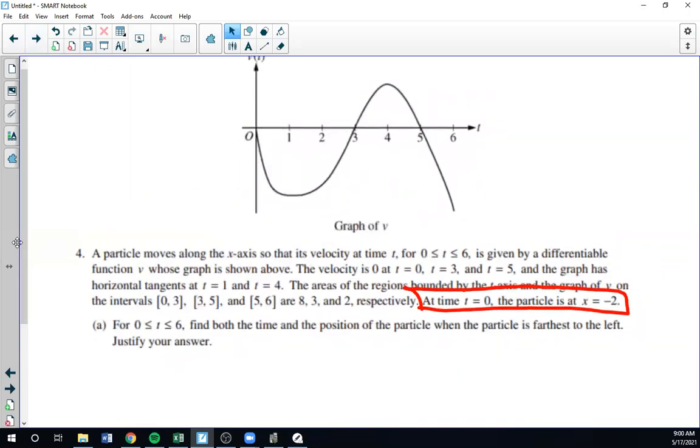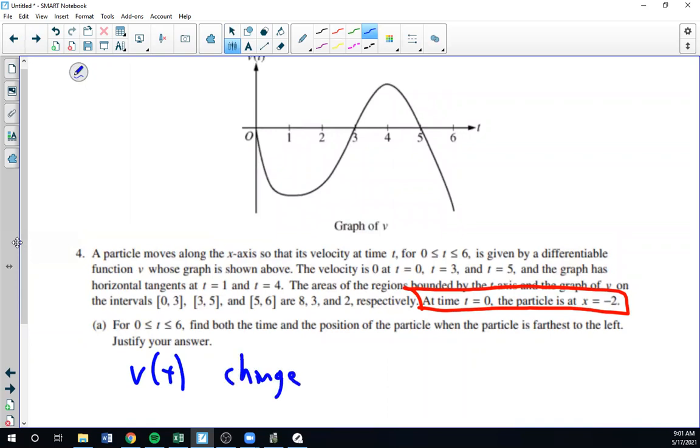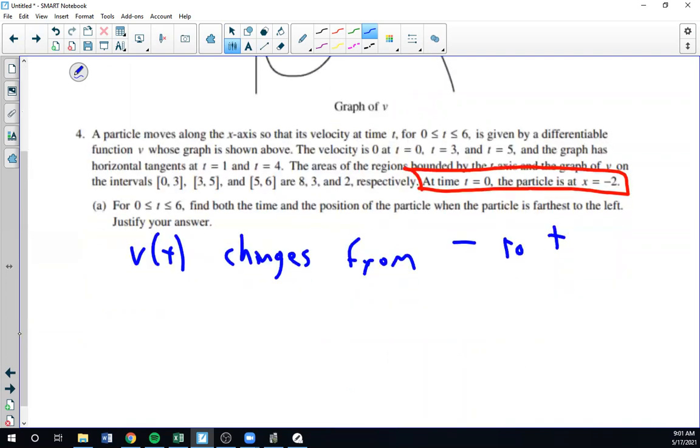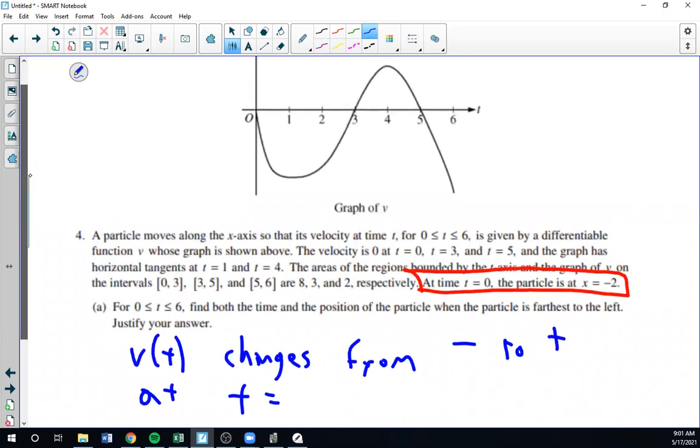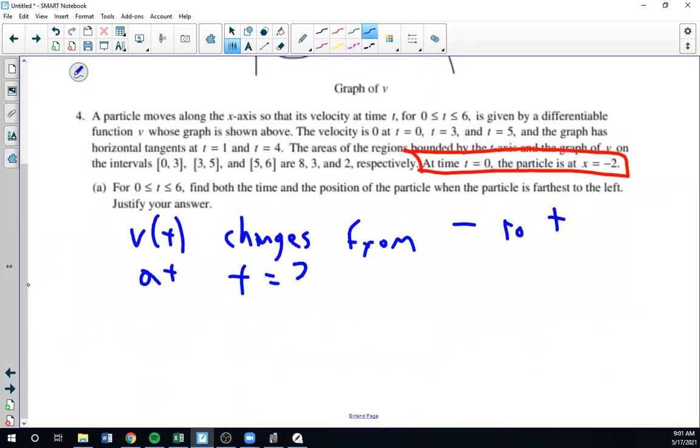At 0, the position is at negative 2. V of t. We want to know when V of t changes from what to what? Negative to positive. Well, where do I change from negative to positive? That's going to be at 3. 3 is where I change from negative to positive.